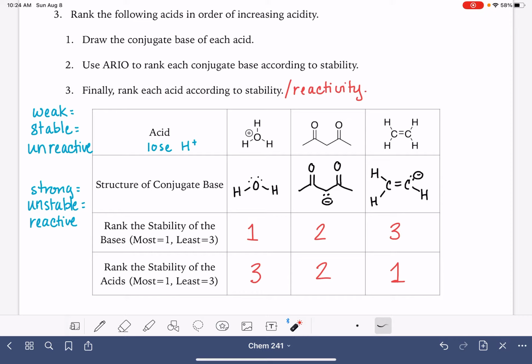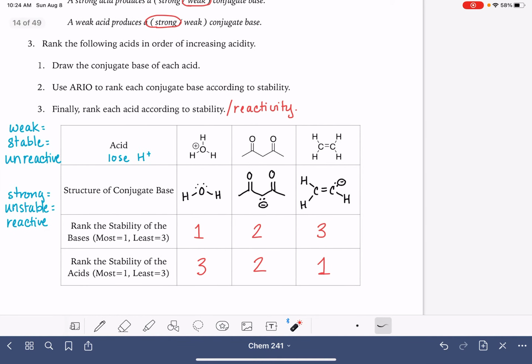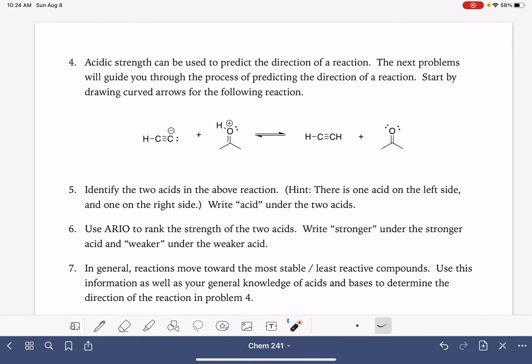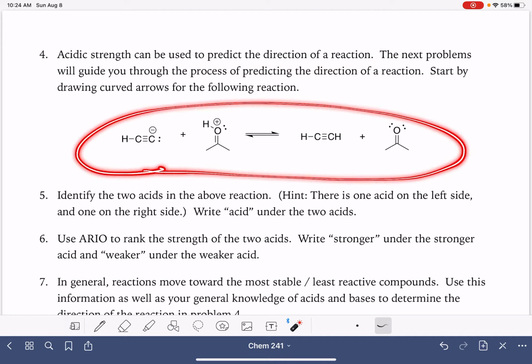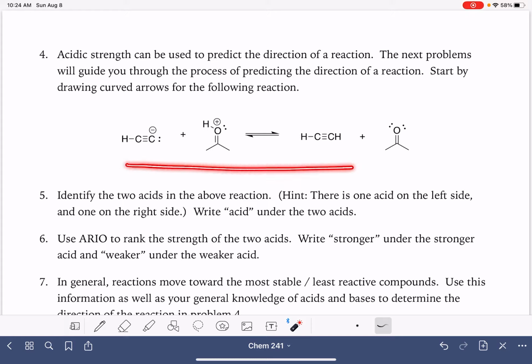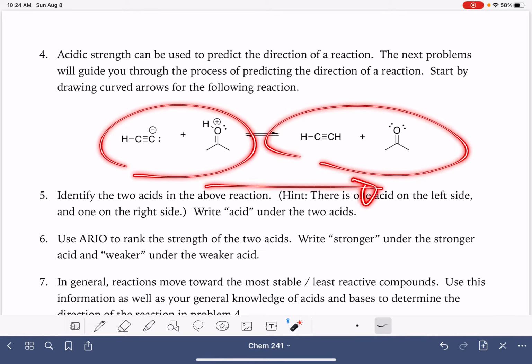Now, in most instances, we're not going to be given a set of molecules and asked to rank them in order of which one is the most or least acidic. In most instances, when we're applying ARIO, it's going to be to an actual chemical reaction, and we're going to use ARIO to help us predict the direction of the reaction, meaning that just because I have this reaction written down right here, that doesn't necessarily mean that it proceeds from left to right. Notice these equilibrium arrows. Maybe it actually moves from right to left. This is important for us to understand as organic chemists. Just because we write something down on paper doesn't mean that it's actually going to work.